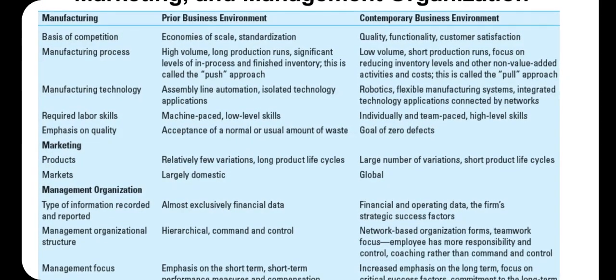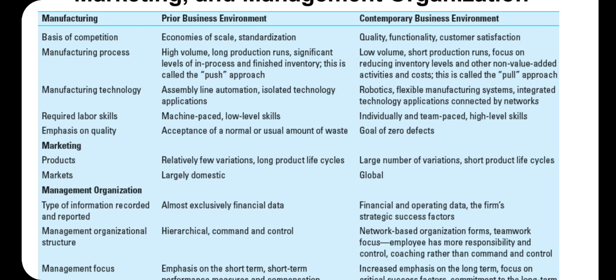We cannot look at all the differences here, but we focus on the next thing, which is marketing. In terms of products, the prior business environment had relatively few variations and a long product life cycle. But the contemporary business environment has a large number of variations and a short product life cycle. This can be seen in the smartphone market also. The life cycle is very short.